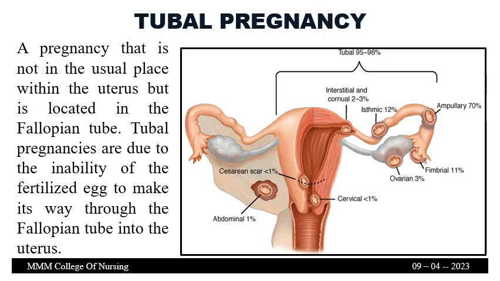As you see in the picture, the tubal pregnancies account for about 95 to 96 percent of ectopic pregnancies. So it includes interstitial, isthmic, ampullary. All these include the fallopian tube implantation.